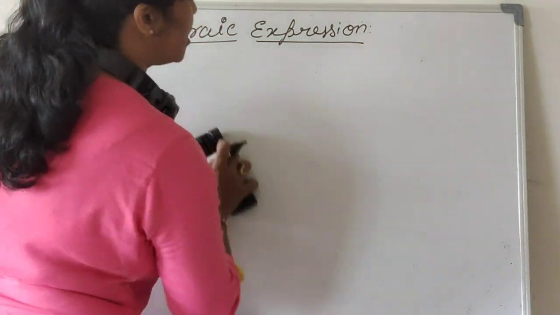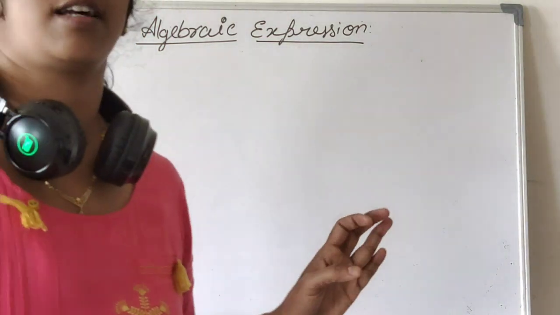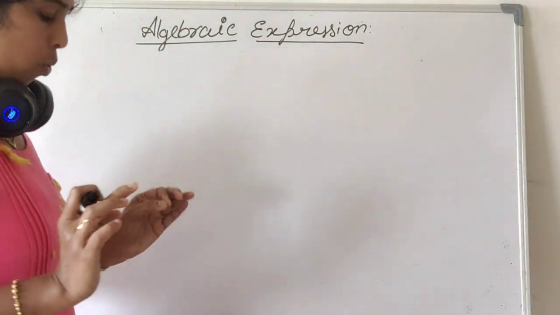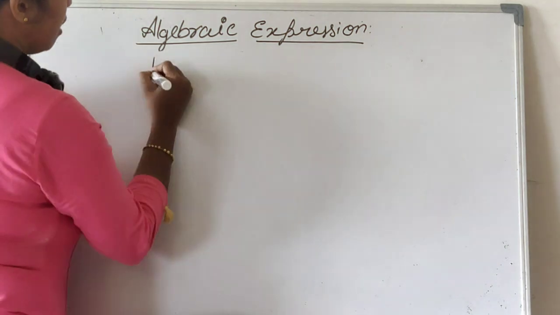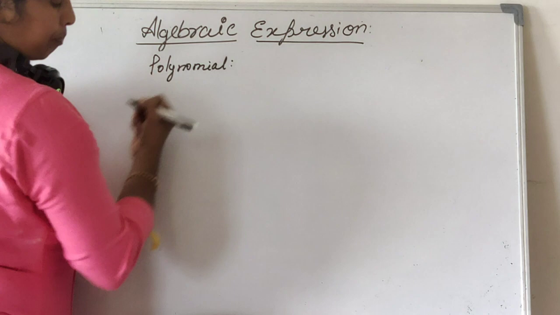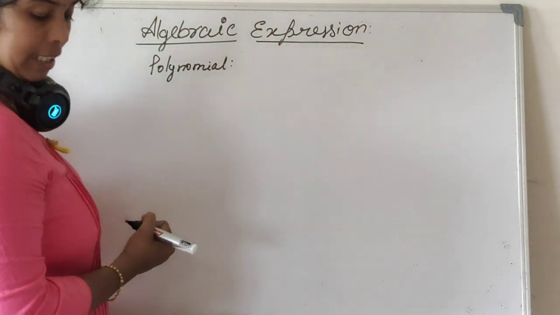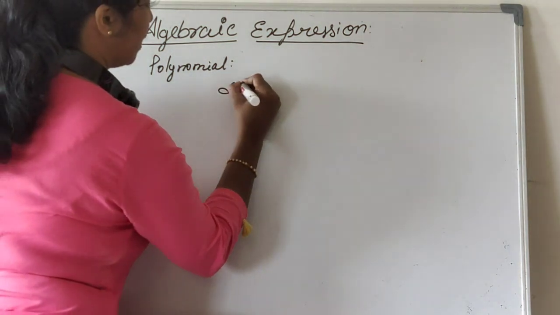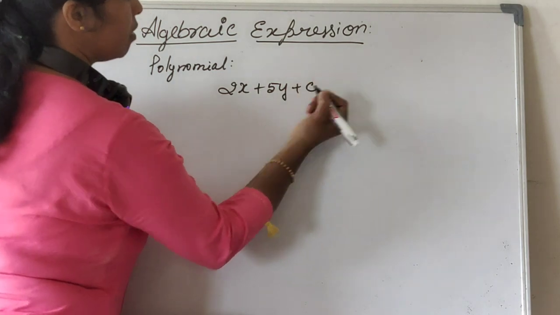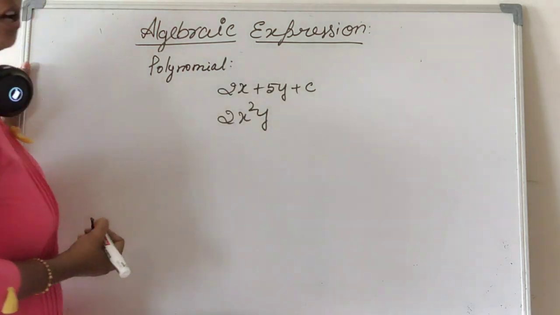So, all algebraic expressions are called a polynomial. Means algebra full, it is a polynomial only. So, what is a polynomial? Next coming is a polynomial. What is meant by polynomial? An algebraic expression in which each term contains only the variable, means like this. These are all polynomials. This is also a polynomial.